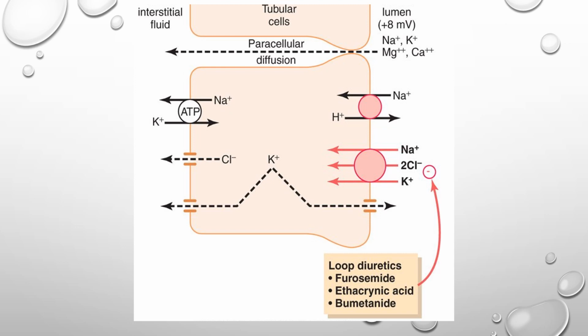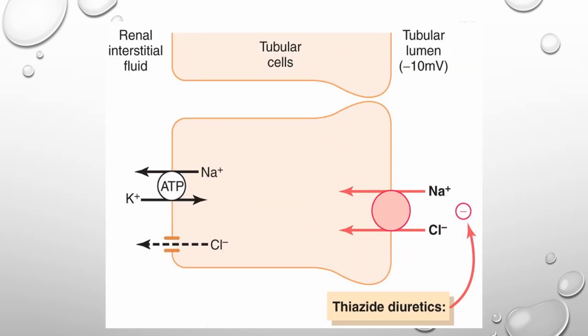You can see the loop diuretics acting on the thick ascending limb by inhibiting the sodium, potassium, and chloride cotransporter. So more solute will be excreted in the urine, and along with it more water will get out. Thiazide diuretics act on the sodium chloride channel, so the reabsorption of sodium chloride is interrupted.